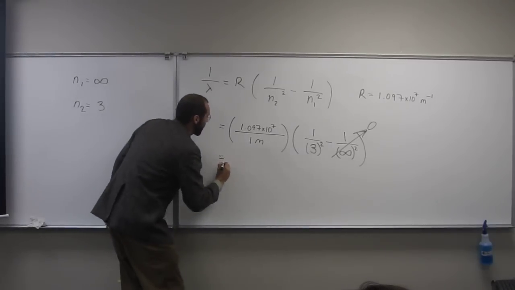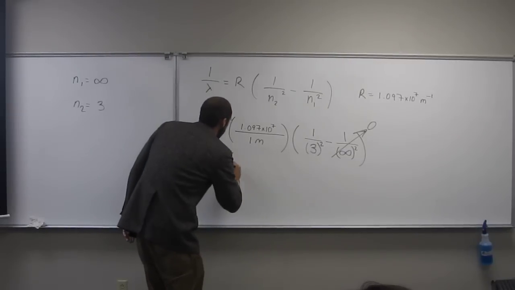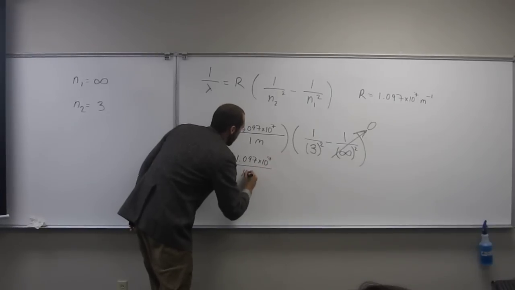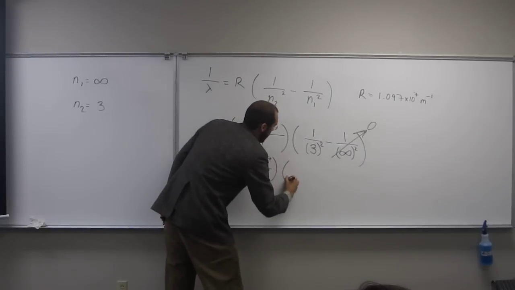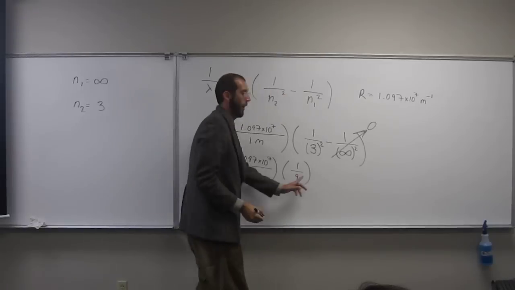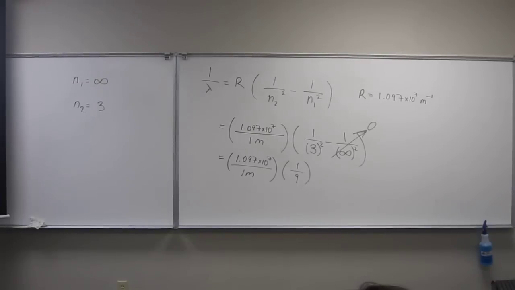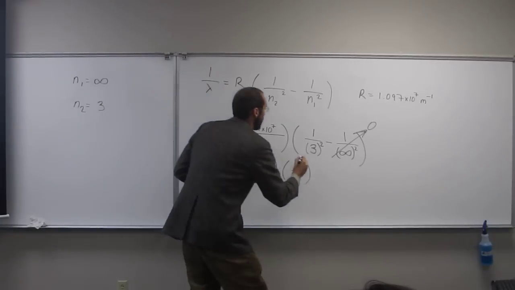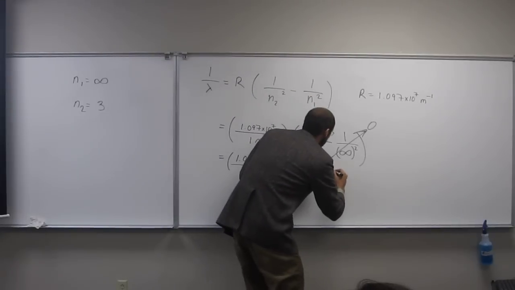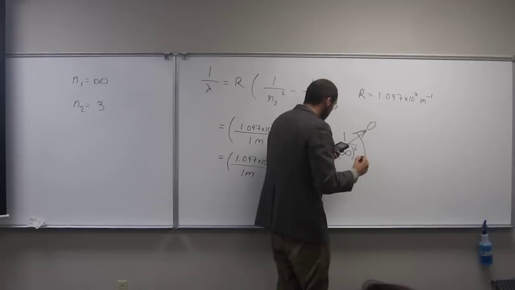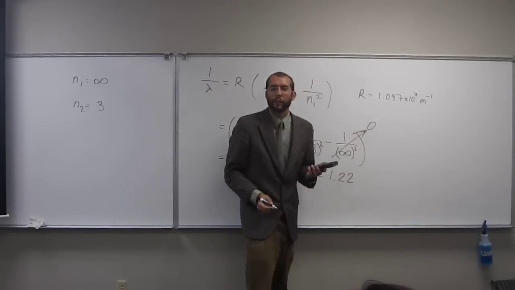So let's go ahead and simplify. 1.097 times 10 to the 7 per meter times 1 minus 0, divided by 9. So I get 1.22 times 10 to the 6. For these problems, we'll just make it standard to go to 3 significant figures, okay?